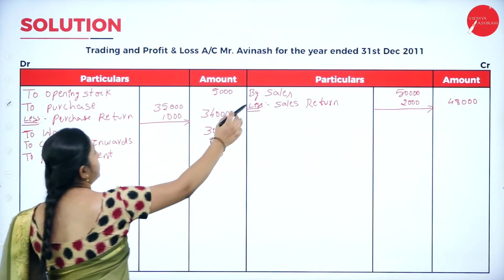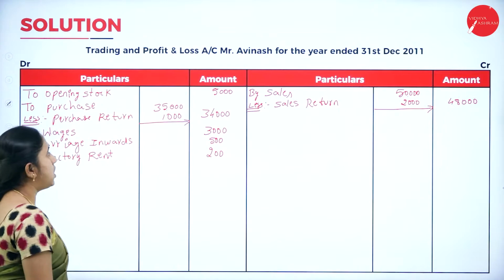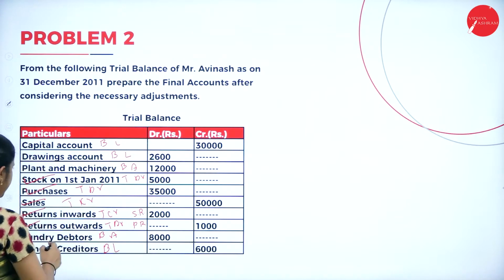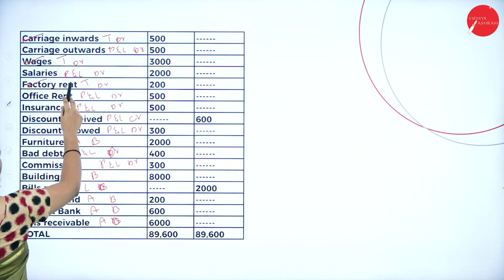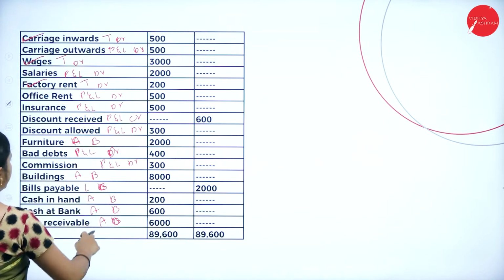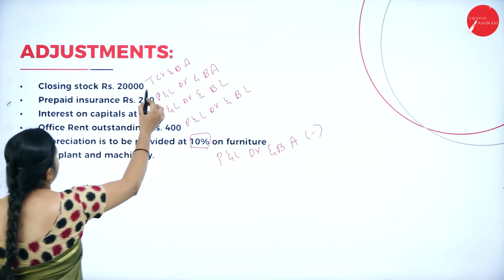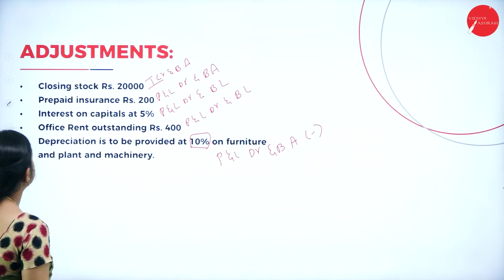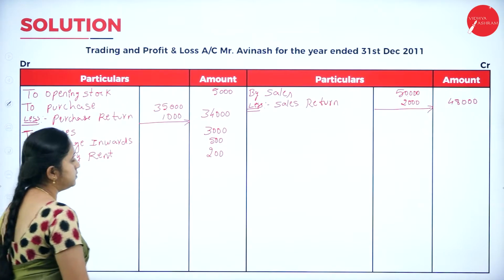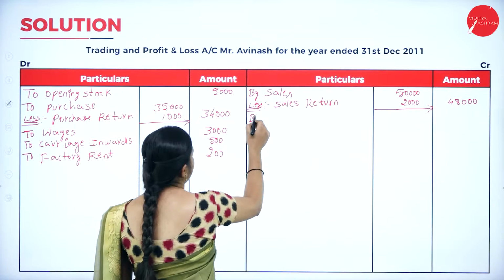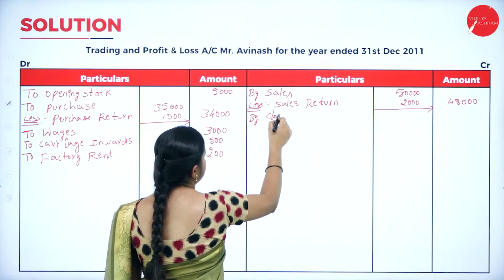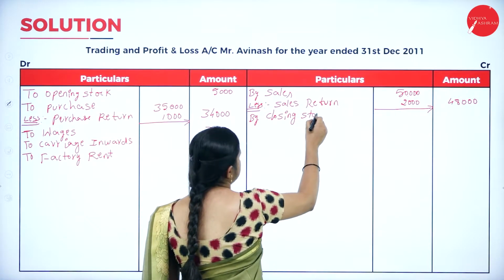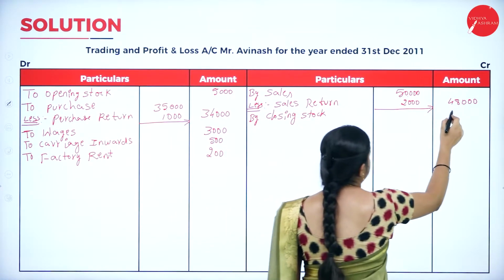Next, after sales, we have closing stock. Just check any other trading credit side. So we finished all the trading entries. Here we have trading account credit side, closing stock. So write closing stock 20,000. By closing stock 20,000.